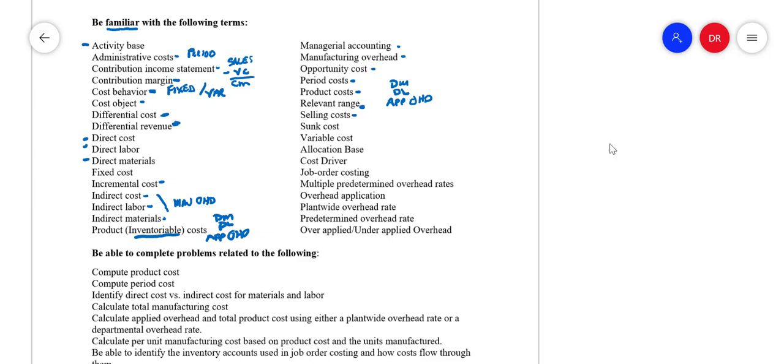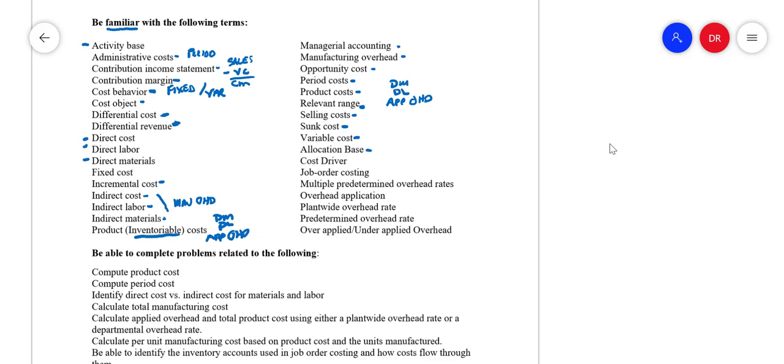Selling costs, those are again a period cost, like administrative costs that are associated with selling products. A sunk cost is anything that you've already incurred, like a piece of equipment or something like that. Variable cost is a cost that's directly associated with a product, and it doesn't change on a per unit basis, but it will in total.